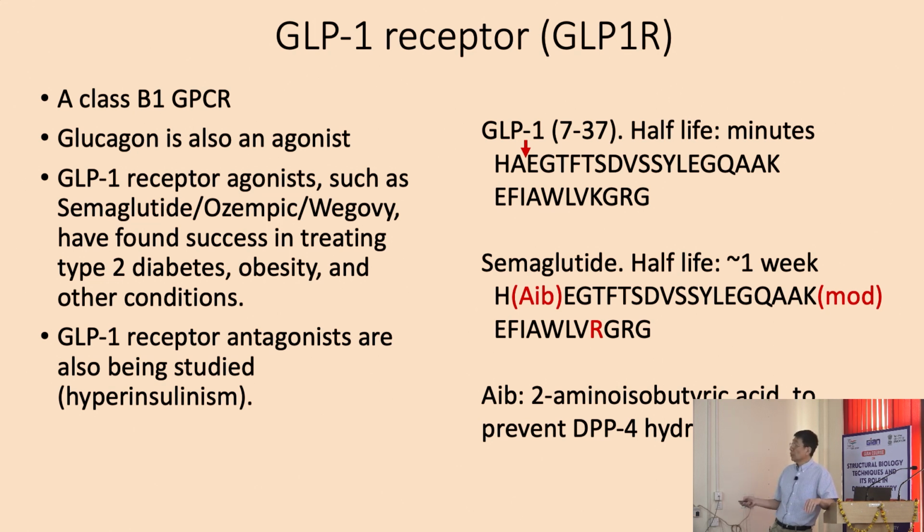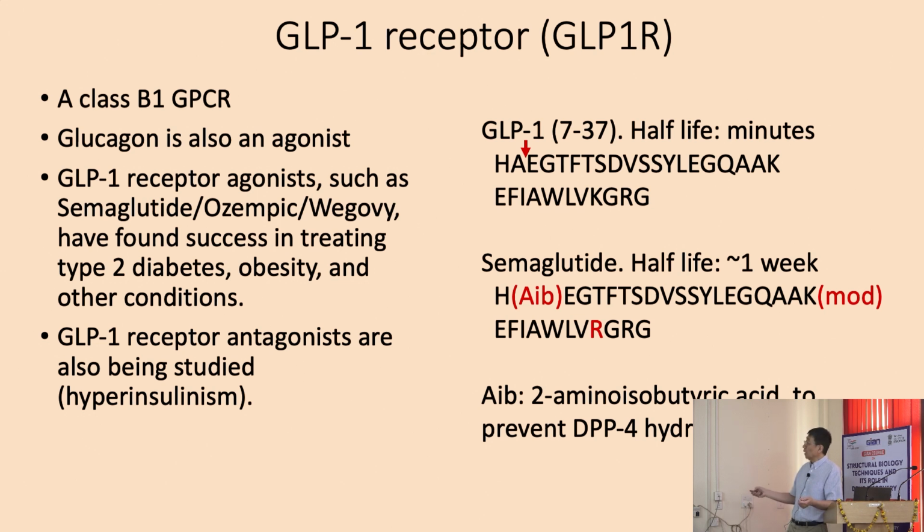And then GLP-1 receptor antagonists. So this is an agonist. Antagonists are also being studied, for example, for hyperinsulinism, the reverse, which sort of makes sense. So what did they do to GLP-1 to make it stable? This is GLP-1 you saw on the previous slide. This is semaglutide, or Ozempic.